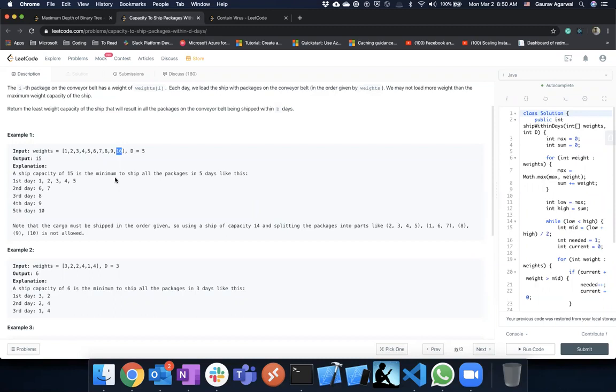So we need to use these two terms in calculating our ship count. Yep, that's right. Okay, that makes sense.